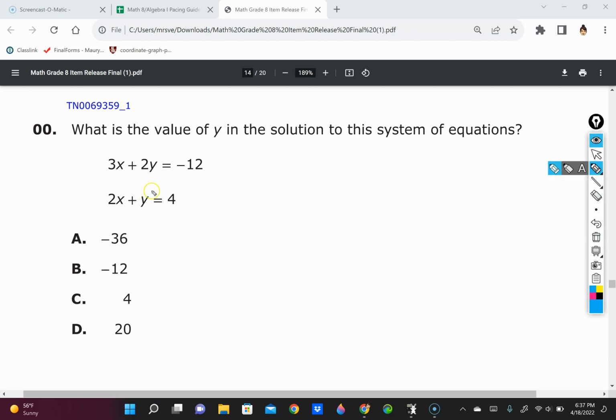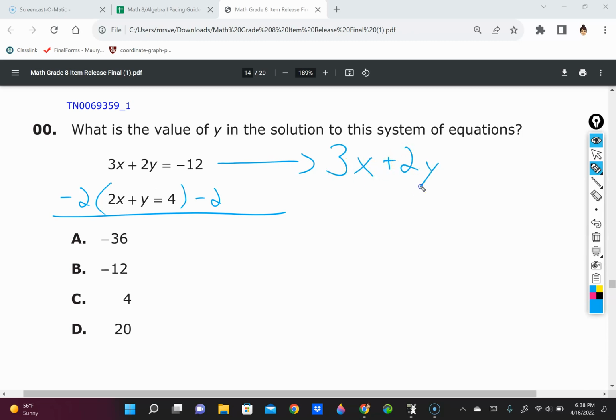But I hope that you notice this y right here. If that y was a negative 2y, then your y's would cancel out. So let's make that bottom equation have a negative 2y. Let's multiply the entire bottom equation by negative 2. The first equation we're not going to change. I'm just going to bring it over. Negative 2 times 2x gives you negative 4x. Negative 2 times y gives you negative 2y. And negative 2 times 4 gives you negative 8.